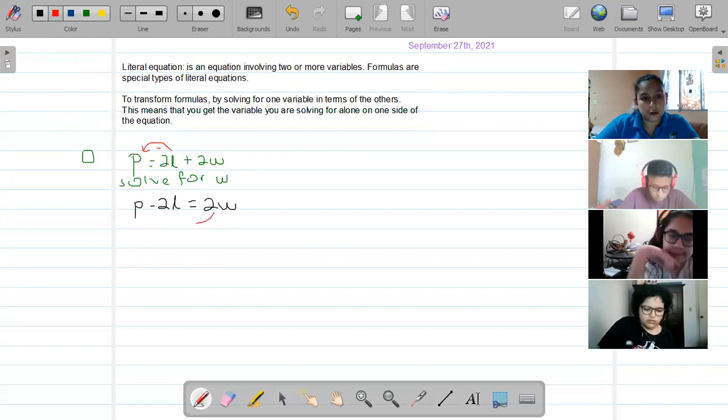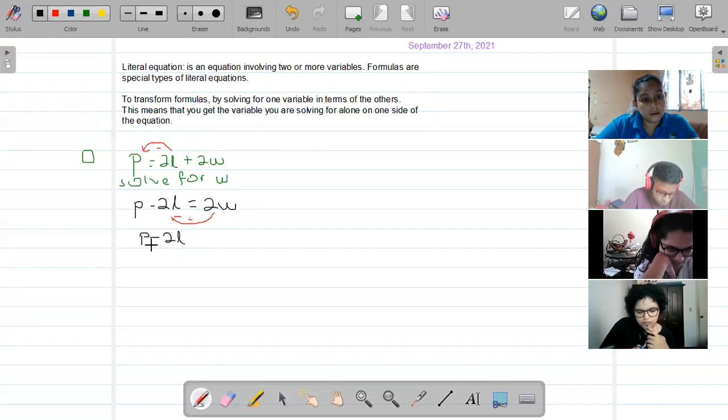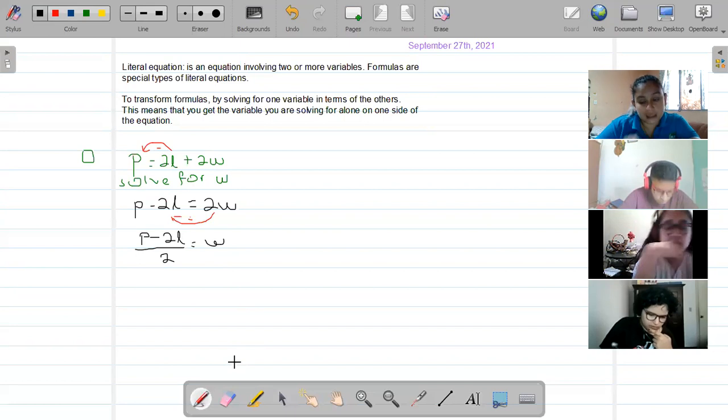So that 2 that is multiplying needs to go to the other side, dividing. Very well. So I'm going to say now P minus 2L over 2, and that is equal to W. And that is how you transform a formula. You got a formula for the perimeter of a square or a rectangle, and you solve for W. You leave the variable alone.